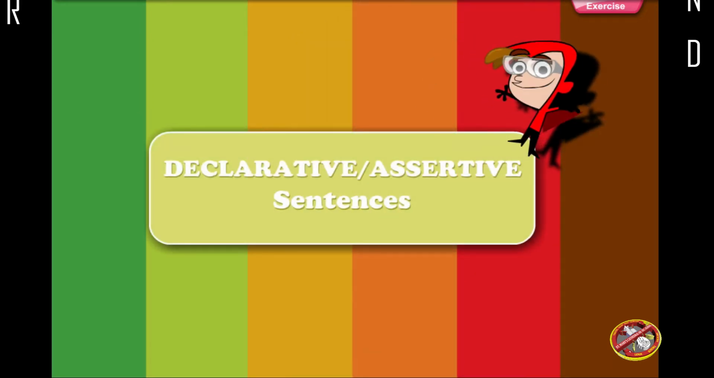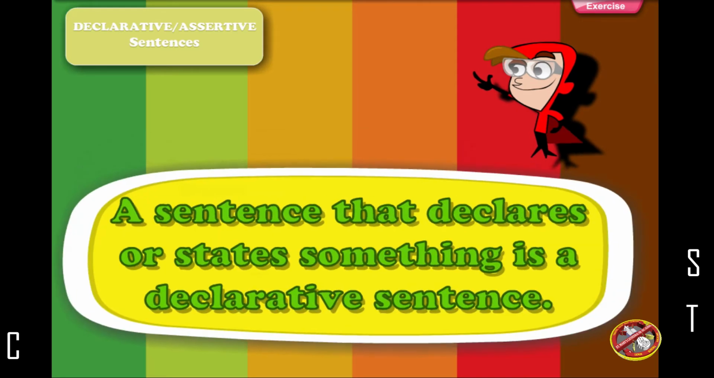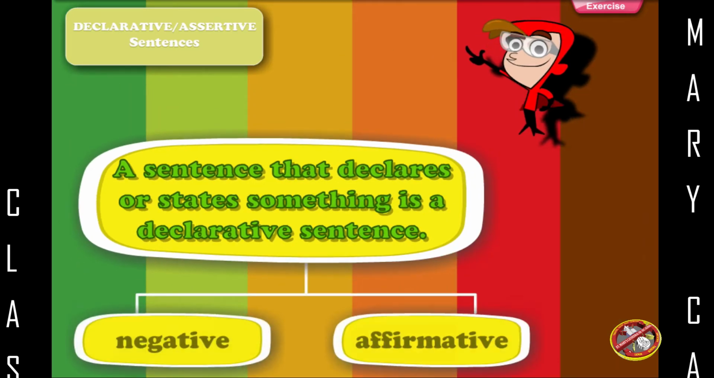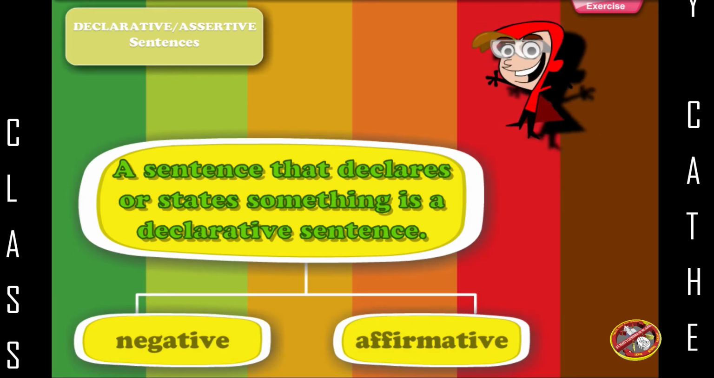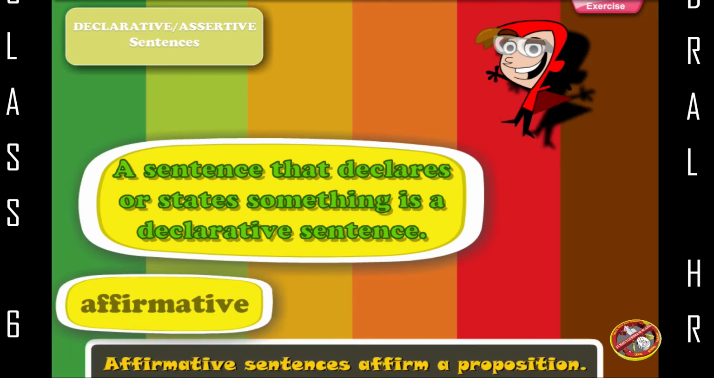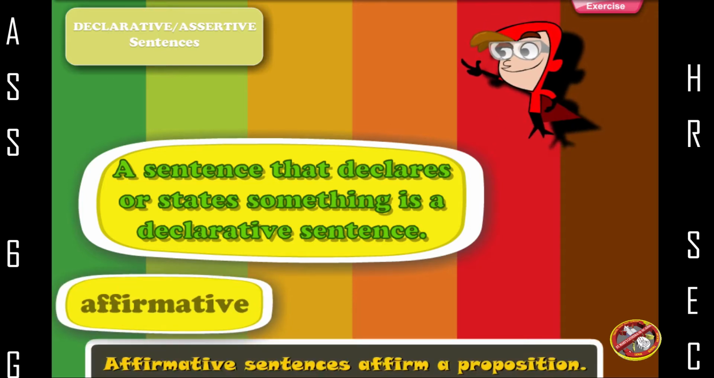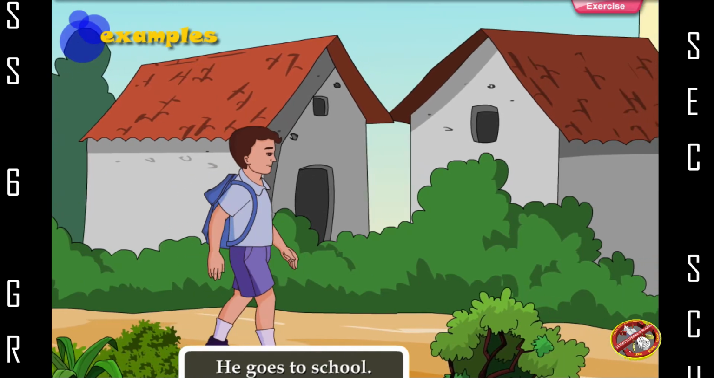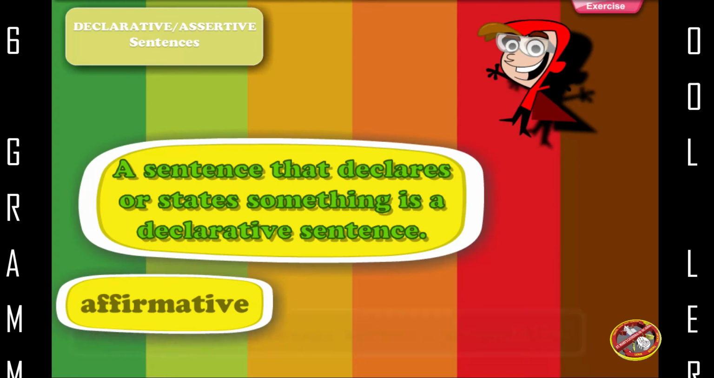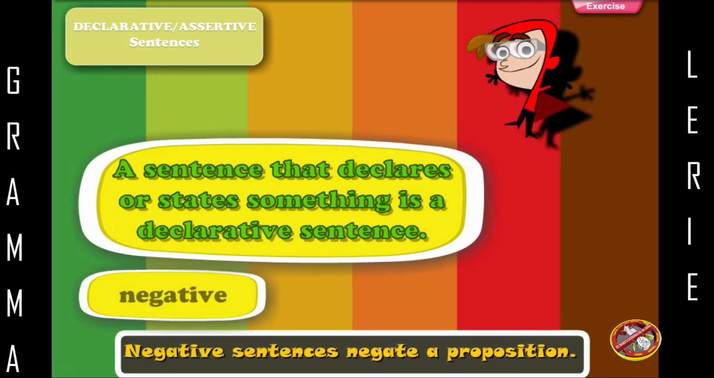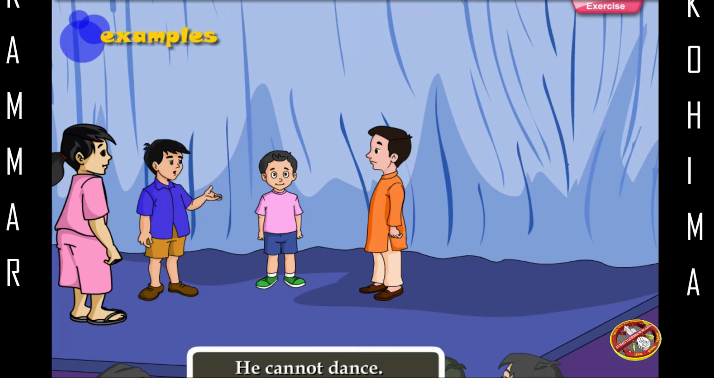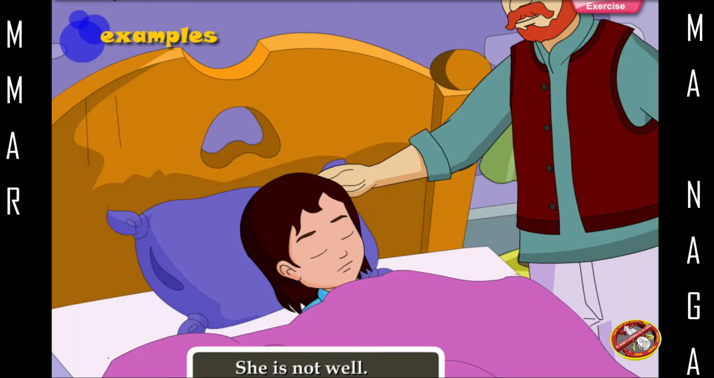Declarative, assertive sentences. A sentence that declares or states something is a declarative sentence. Declarative sentences are of 2 types: negative and affirmative. Affirmative sentences affirm a proposition. Examples: He goes to school. The school reopens today. Negative sentences negate a proposition. Examples: He cannot dance. She is not well.